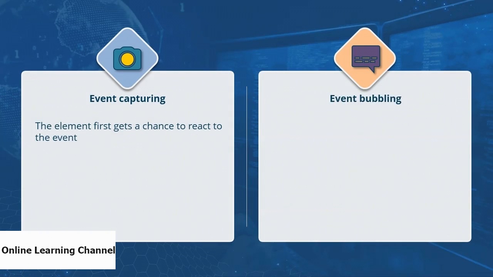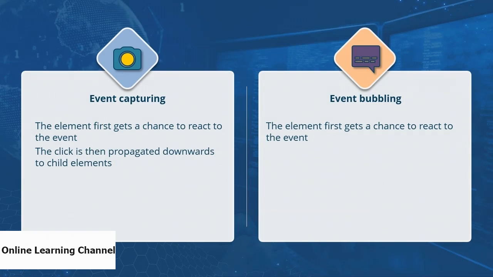With event bubbling as well, the element on which the event occurred, which triggered the original event, gets a chance to react to it first. Then, in the event capturing phase, the click is propagated downwards to child elements and they then get a chance to react to that same event. And in the event bubbling phase, the click is propagated upwards to parent elements and parent elements get a chance to react to that event.